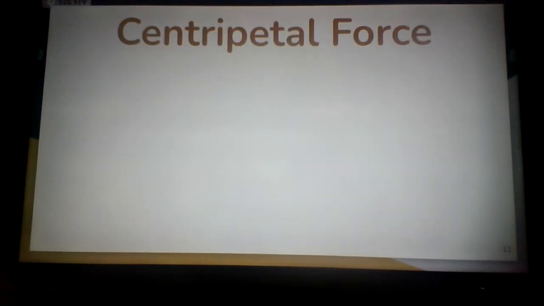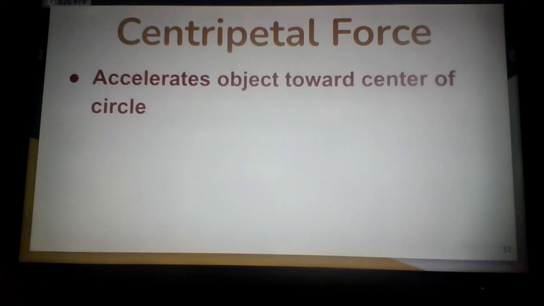Centripetal force we started to mention earlier. This is happening whenever objects are moving in a circular pattern. The faster the object moves, though, the stronger the force will be. It is the acceleration of the object toward the center of the circle.